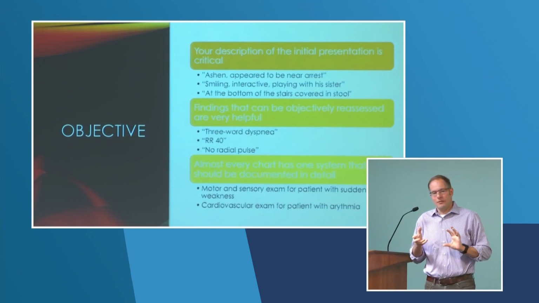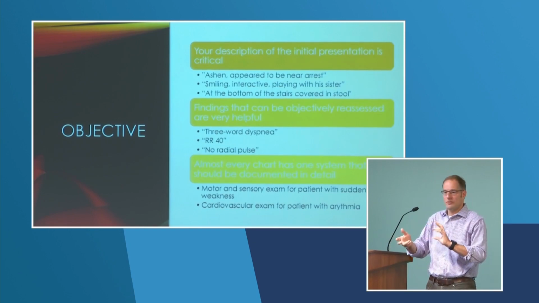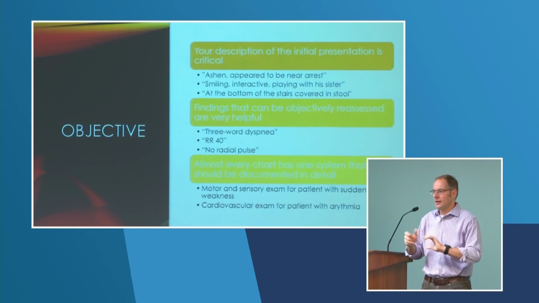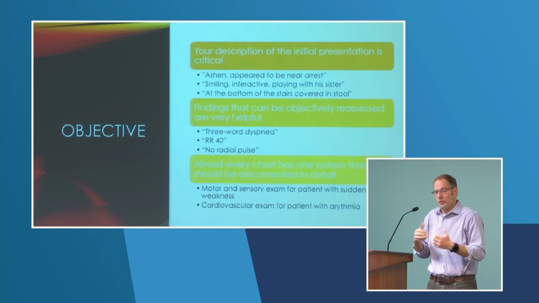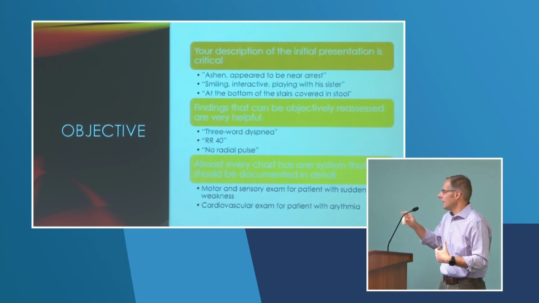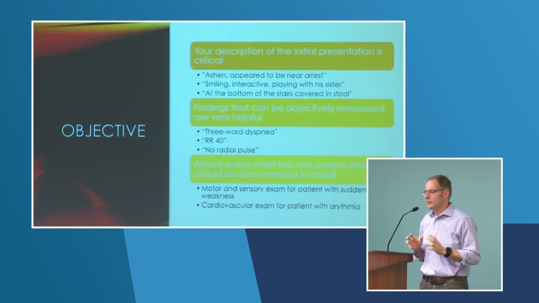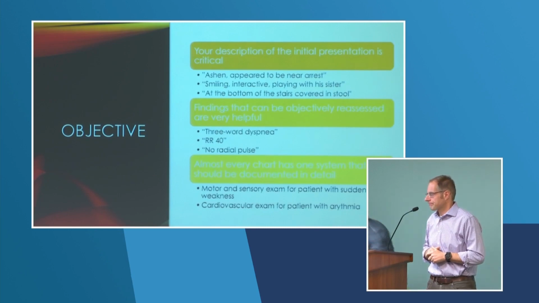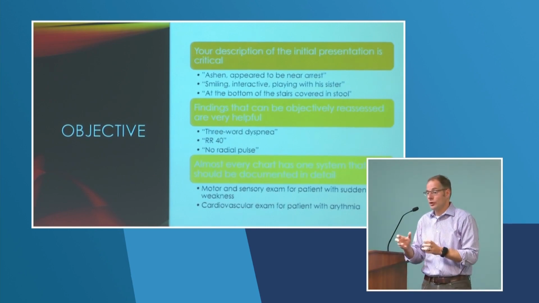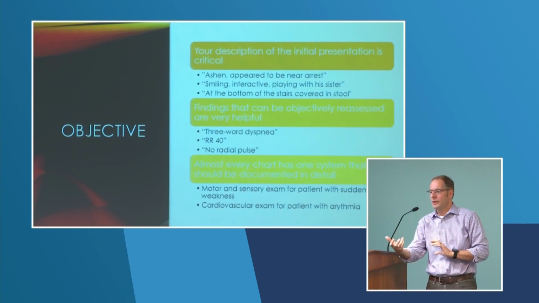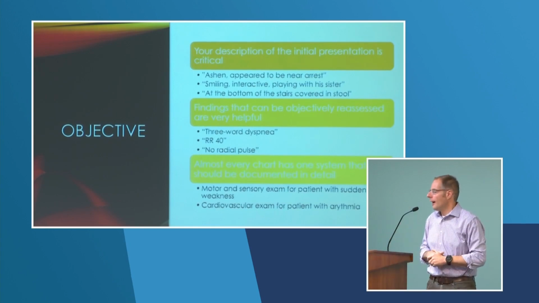Anything that can be objectively reassessed is really helpful, because there's always going to be a transition of care. It is somewhat helpful to say moderate respiratory distress. Most experienced healthcare providers can have a sense of what that looks like, but anything really specific, like 3-word dyspnea, respiratory rate of 40, no radial pulse, those are all things that can be objectively reassessed, and that you can show both through the course of your call and between the pre-hospital setting and the hospital setting what has changed.